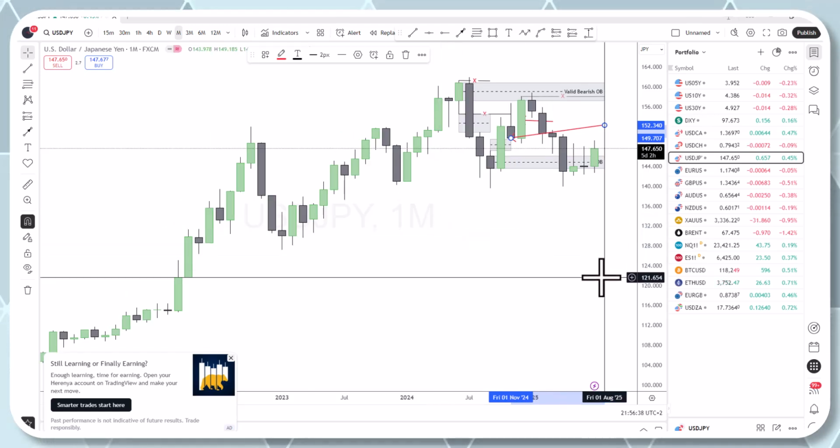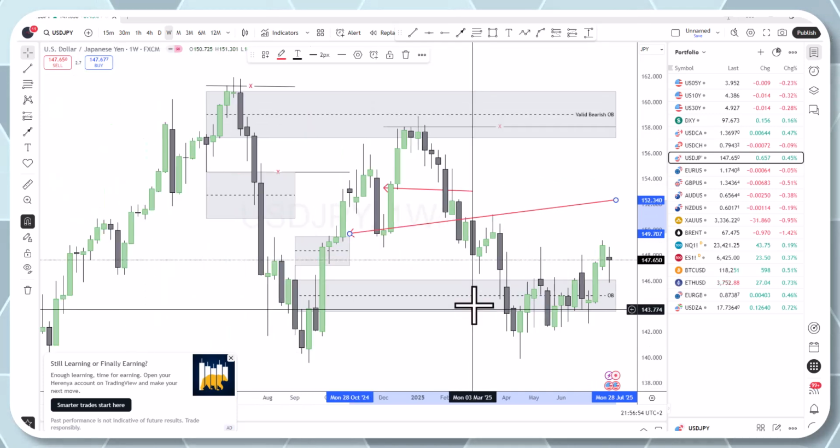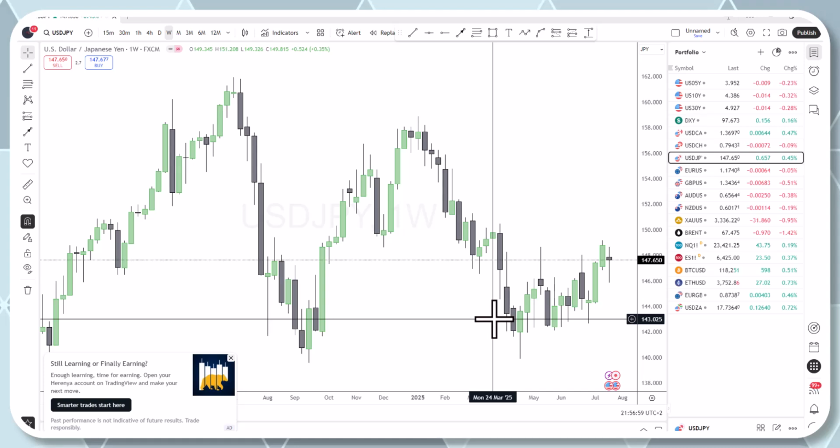So here's a simple checklist to qualify an OB, right? Ask yourself this: did price sweep liquidity first? You'll be asking yourself these questions. Did price sweep liquidity first? If it did, then that's good. Number 2, did we get a strong impulsive move with imbalance? Imbalance is crucial, guys. Fair value gaps are crucial in our definition of OB.